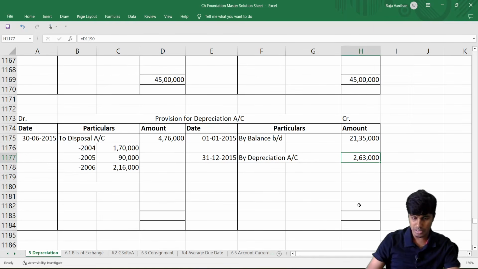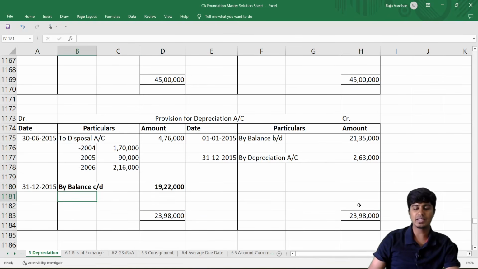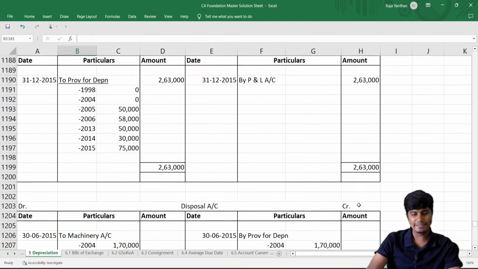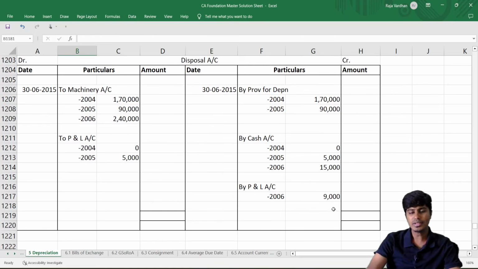Now I'll take the total here, which comes to 2398. From 2398, if I deduct 4 lakh 76, I'll get the balance carried over in my provision for depreciation account as 19 lakh 22,000. And after that, the disposal account should get closed because we've already tallied it day to day.